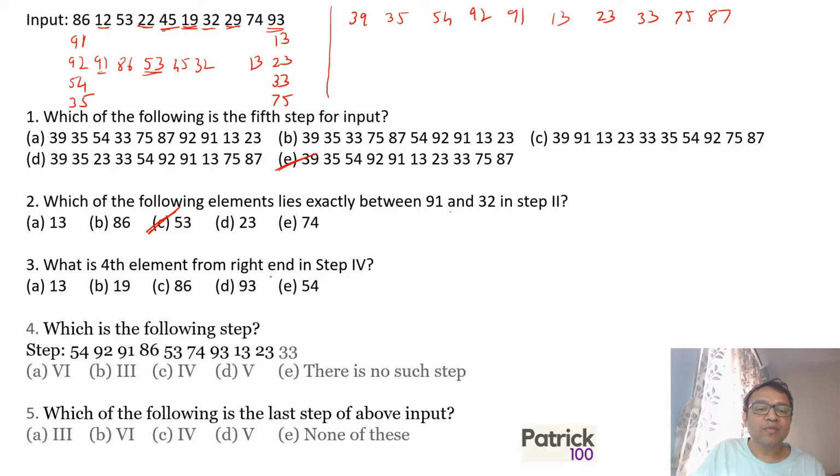What is the fourth element from the right in step 4? Step 4, the fourth element from the right will be 13, because first will be 75, 33, 23, and then 13. A option. Which is the following step? Starting from 54 is the 3rd step. So 54, 92, 91 in the first three, 30, 23, 13 last three, and the rest will be as it is arranged in the main, that is 86, 53, 74, and 93. So yes, step 3.